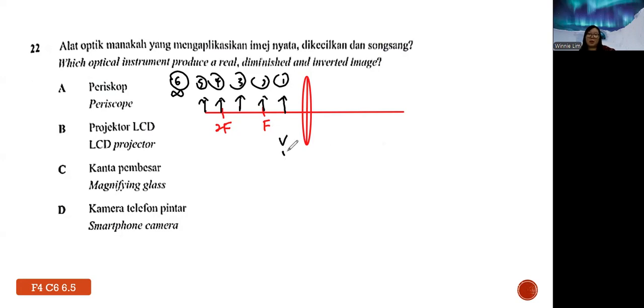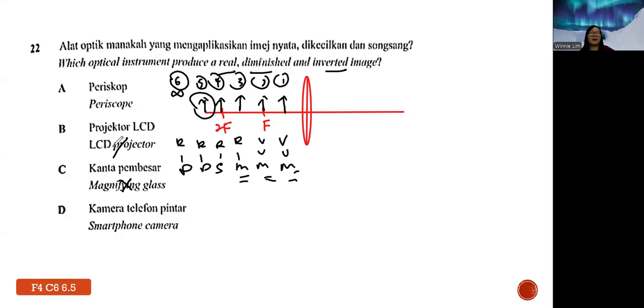Then the characteristic of the image is basically, real, inverted, diminished. So they want real, inverted, and diminished. This means more than 2f. So it cannot be a magnifying glass. And for a projector, we want a magnifying idea, so also cannot be. Now periscope, if it is applying total internal reflection, by right is supposed to be the same size.